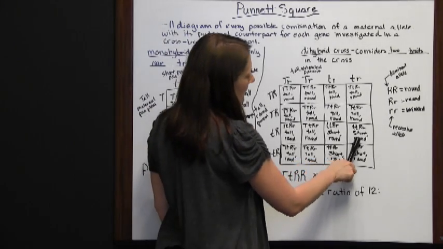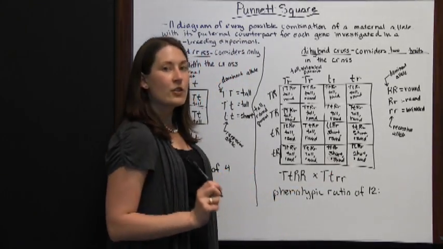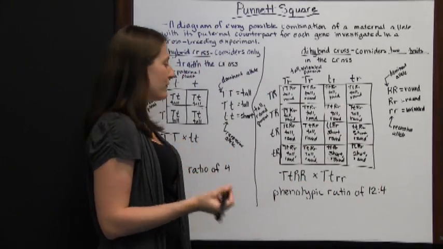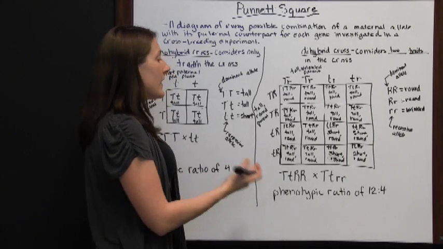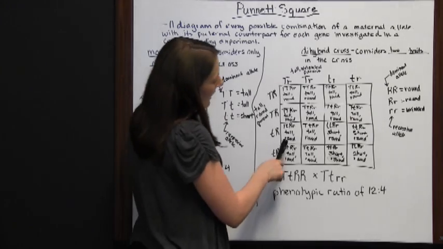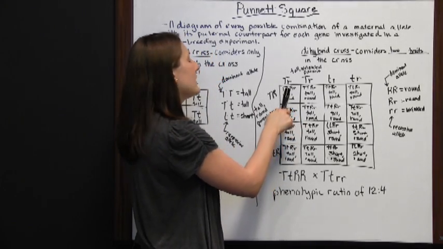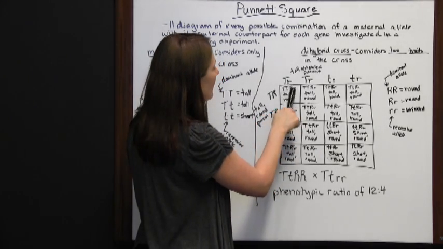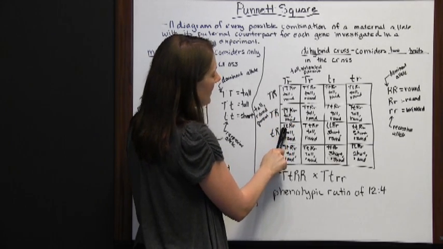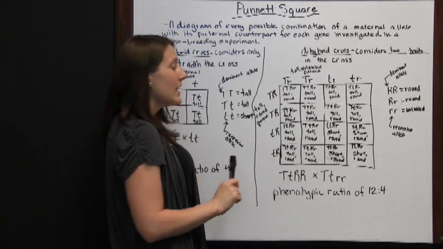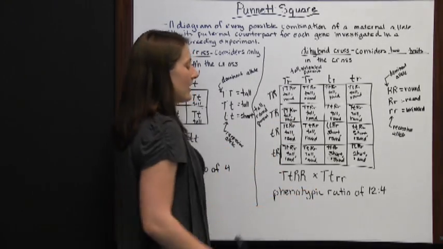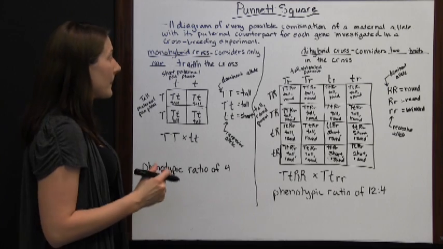And then we have 1, 2, 3, 4 that are short and round. So our ratio would be 12 to 4, our phenotypic ratio. That just tells us what the plants look like. Because if we were looking at the alleles themselves, some of the tall plants have two dominants for T, and some of them have a dominant and a recessive for T. But either way, they came out tall. So since they look tall, they get counted in the phenotypic ratio.